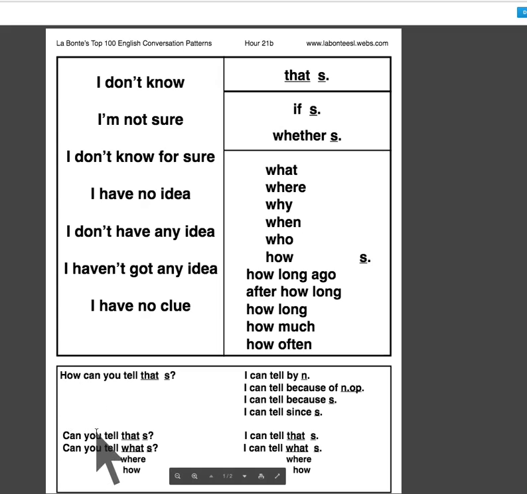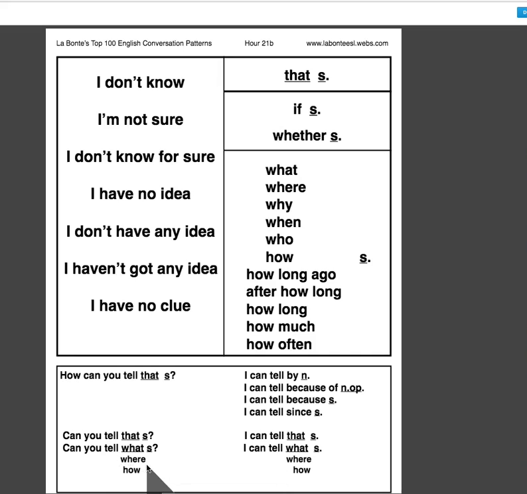Can you tell that she's happy? Yeah, I can tell she's happy. Can you tell where she went? Yeah, I can tell where she went. She brought her swimming suit with her. She went to the swimming pool. How can you tell he's in love with her? Sure, I can tell because I look at his face, I can see how happy he is.